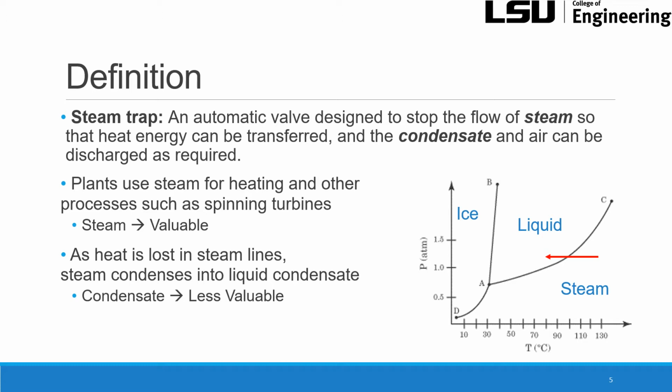So steam is a valuable asset for plants because it can move machinery and provide heating. However, the condensate is less valuable to them, so we want a way to remove this liquid from the steam. In addition, the condensate can be damaging to things like turbine blades within the machinery.